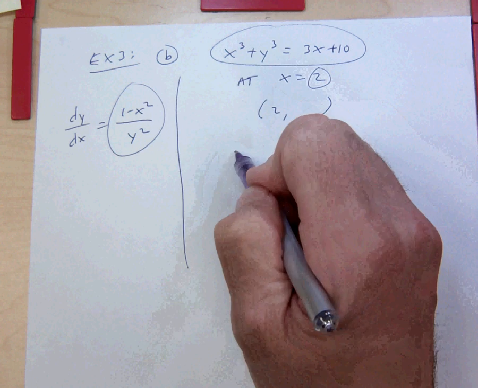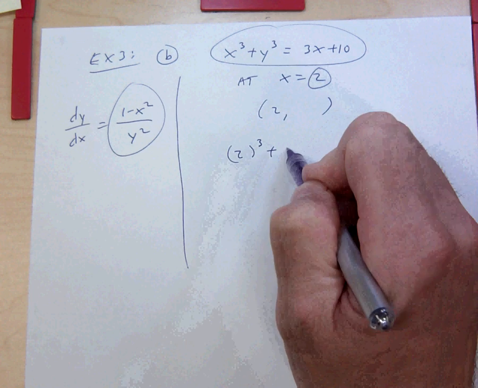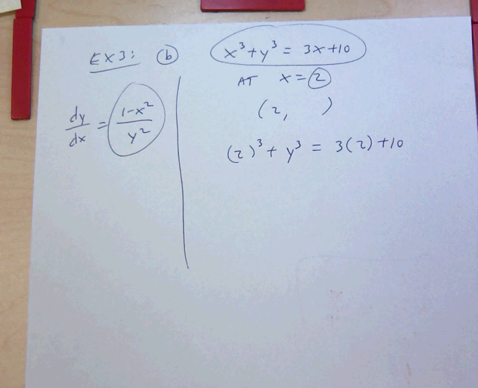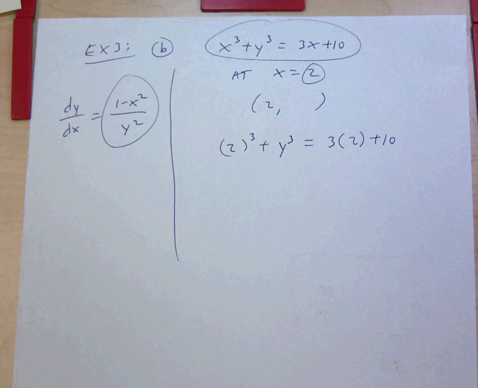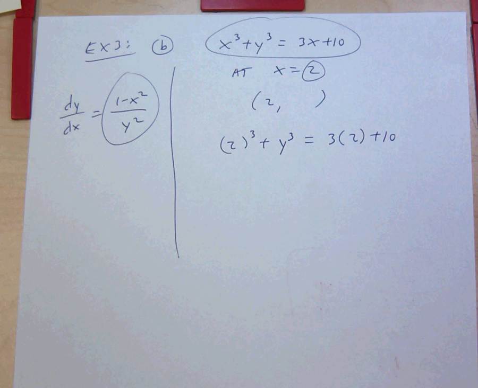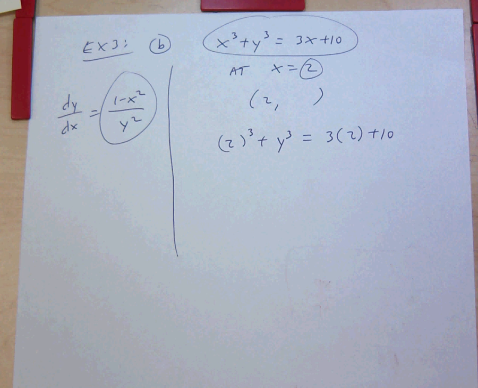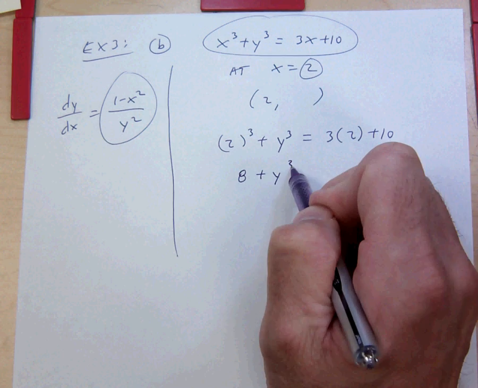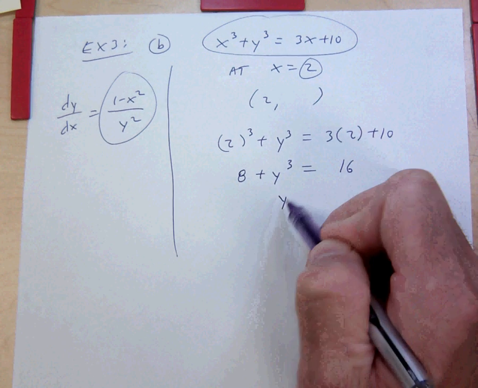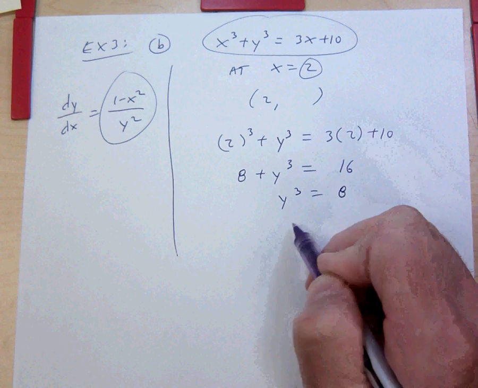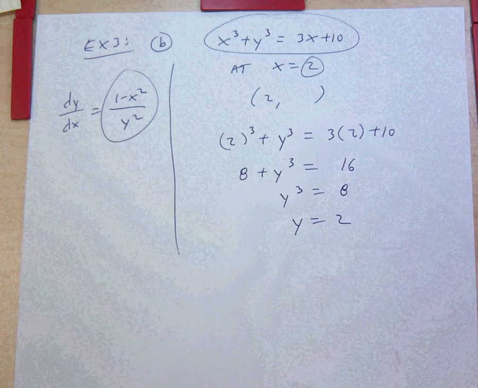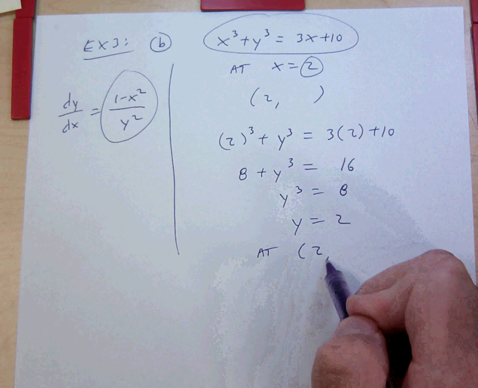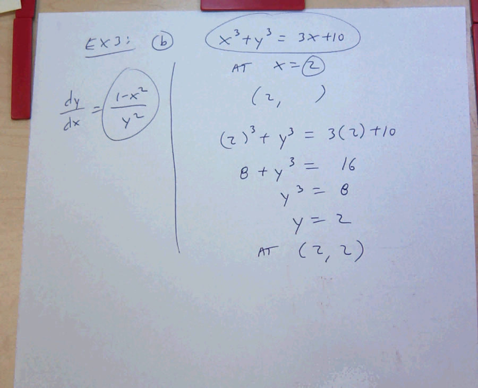Okay, so I'm going to have 2 cubed plus y cubed equals 3 times 2 plus 10. Everybody see what I'm doing here? I'm just plugging the x value into the original equation to get the y value at that point on the original equation. Right? Got it? And if you subtract 8 from both sides, you get that. If you take the cube root of both sides, you get that. Everybody good with that? Okay, and so now you're talking about the point 2 comma 2. When x is 2, y is 2. Good? Okay.